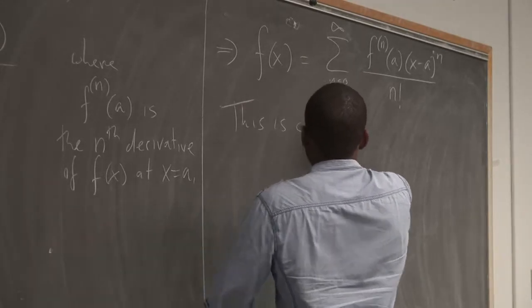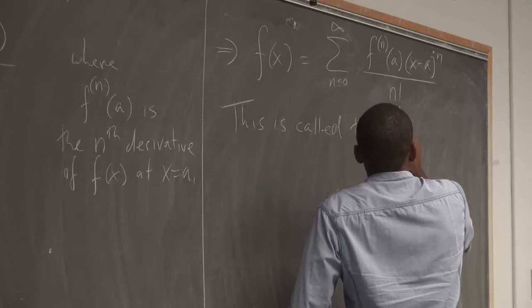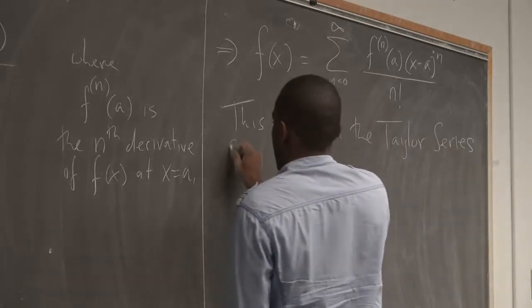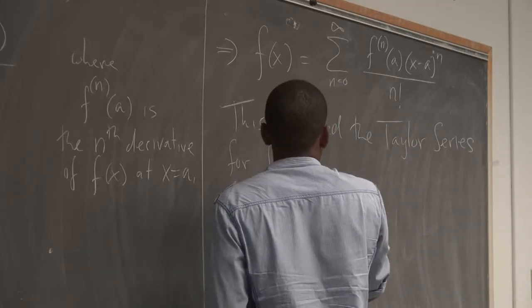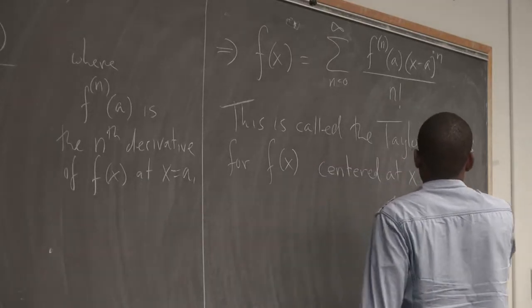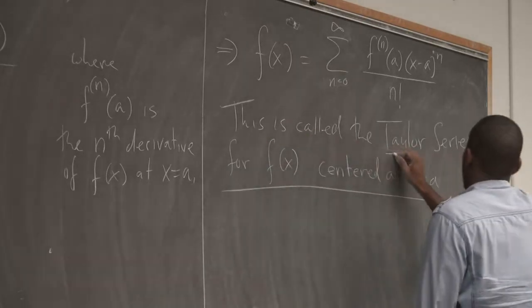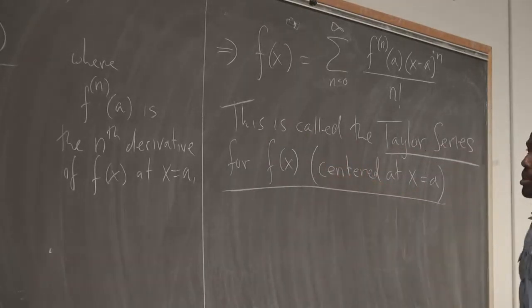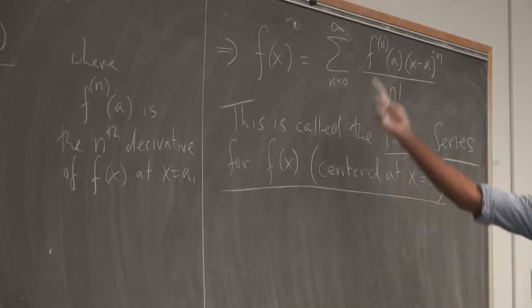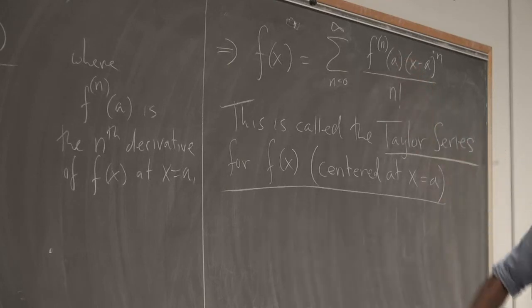This is called the Taylor series for f of x centered at x equals a. So the idea is, assume it can be written as a power series, and following that conclusion, we can differentiate the power series repeatedly, and we would end up with a formula for the constants, which is this formula. And when you write a function in this way, it's called a Taylor series, because, you know, Taylor came up with it.